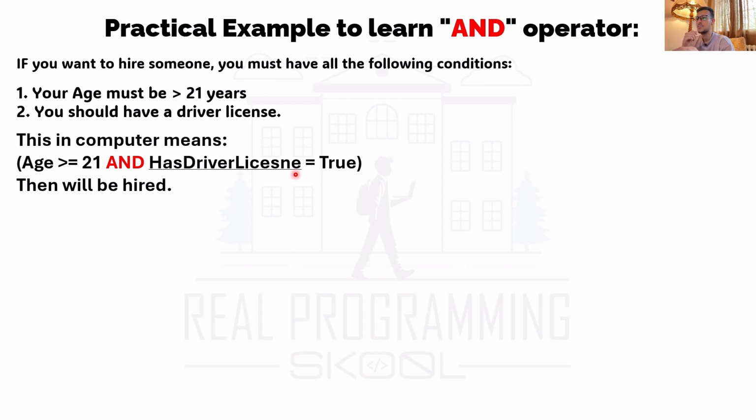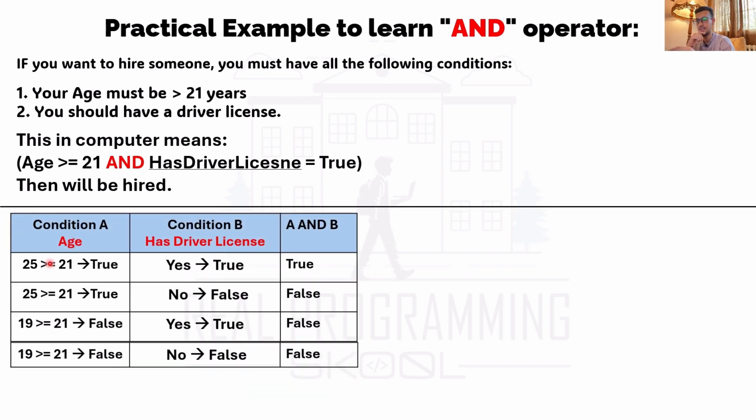All right, so let's take condition A as the age and condition B as has driving license. The first case: 25 greater or equal to 21. Yes, 25 is bigger than 21, so it's true. His age is good, perfect. He or she has a driving license, yes, so it's true. Condition A is true, condition B is true, so the final result is true.